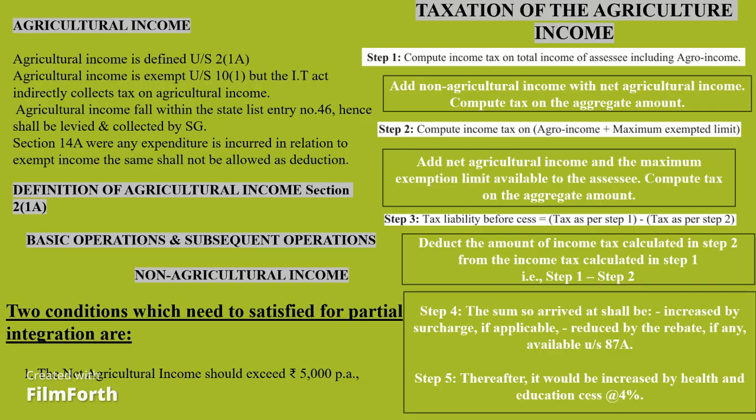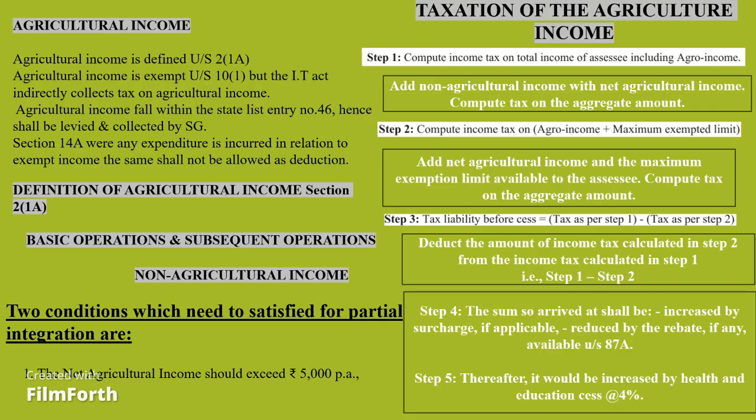It may be noted that aggregation provisions do not apply to a company, firm, cooperative society and local authority. The object of aggregating the net agricultural income with non-agricultural income is to tax the non-agricultural income at higher rates. Tax calculation in such cases is as follows. Step 1. Add non-agricultural income with net agricultural income.